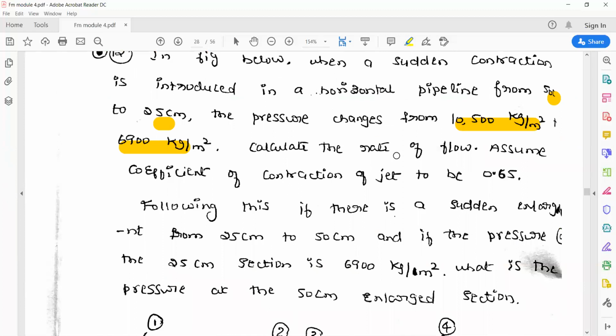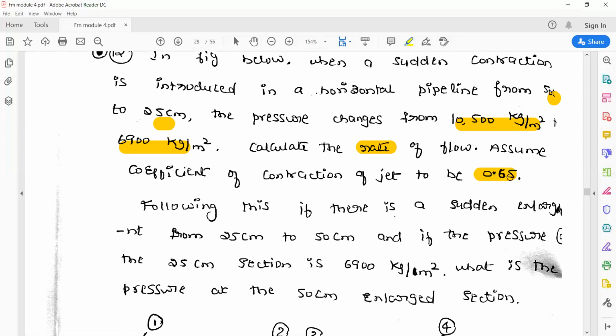So, calculate the rate of flow. When the fluid enters from bigger pipe to smaller pipe, they have given the pressure values also. By making use of that data, you need to calculate the value of rate of flow, in the sense discharge. So assume coefficient of contraction is 0.65. So the value of Cc, coefficient of contraction, they have given 0.65. So this is the first case.